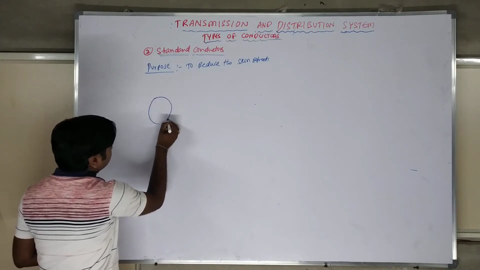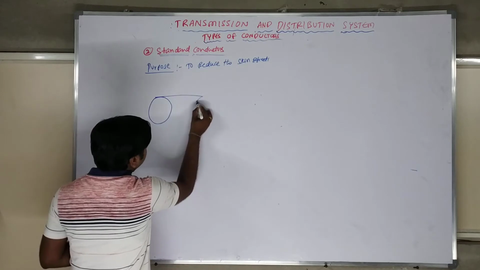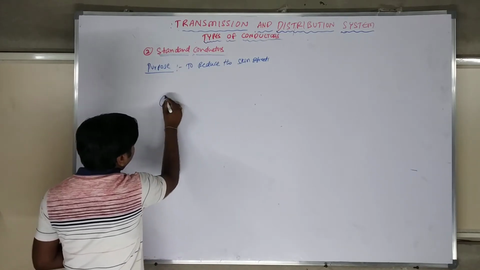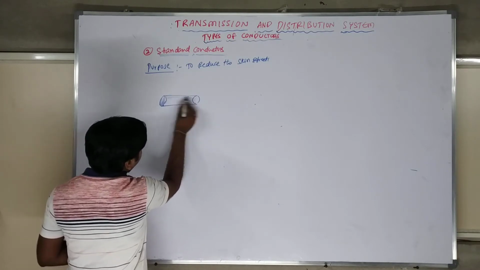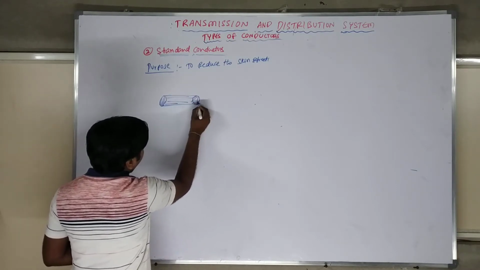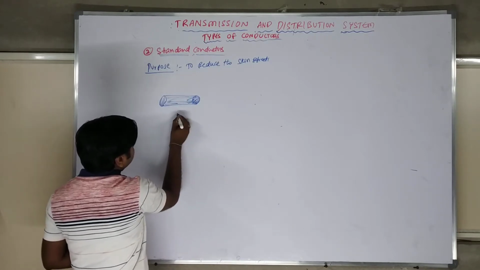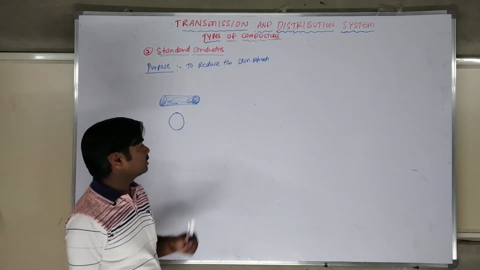a solid conductor. Cross section is full. Let us take one solid conductor and draw a small diagram. This is one solid conductor, completely a solid piece. I should draw the cross section, one side of this solid piece.